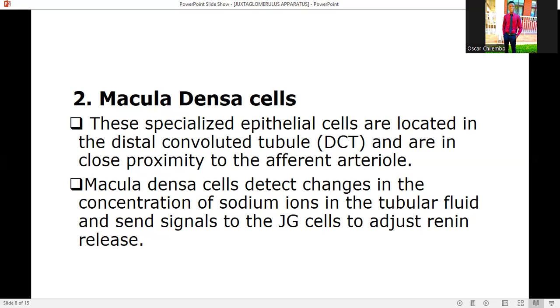Okay. So these macula densa cells just sense the sodium ions in the tubular fluid and send signals to the juxtaglomerular cells, which release renin. Renin is the one which controls, more like direct and indirect control of the blood pressure, by converting angiotensinogen into angiotensin 1. Then eventually angiotensin converting enzyme converts angiotensin 1 into a potent vasoconstrictor, which is angiotensin 2.